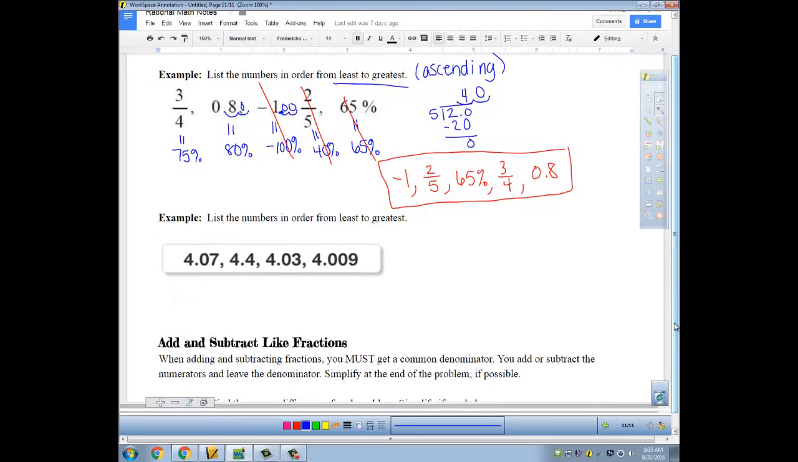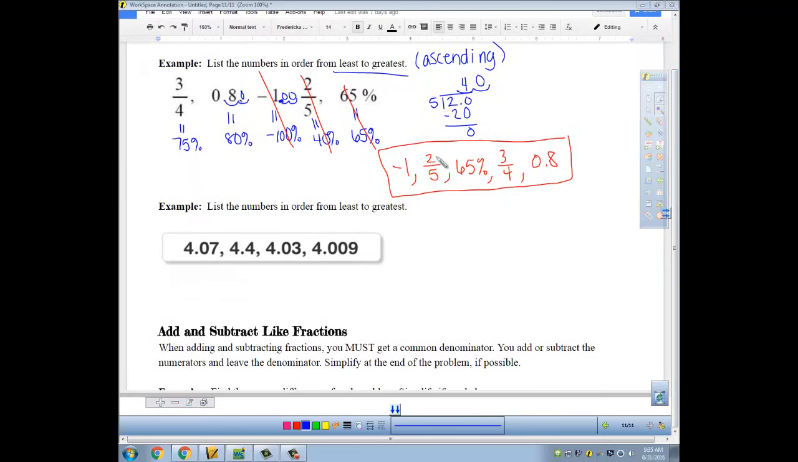Our last question for this section, least to greatest, but they are all decimals. I put it on here because some people look at 4.4 and they see, oh, that has less numbers than all the rest. That must be the smaller number, but it's actually not. So what I recommend is look for the number that has the most digits. That's 4.009. So we can get all of these to have the same number of digits.